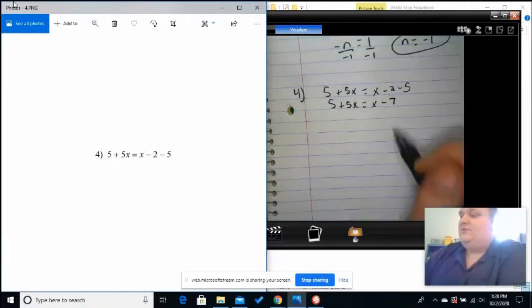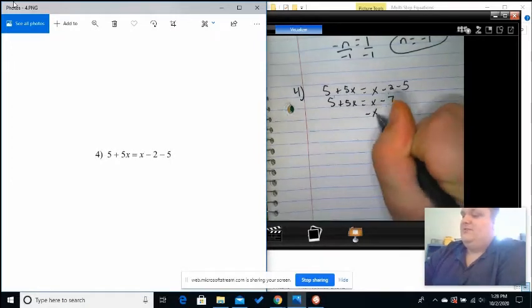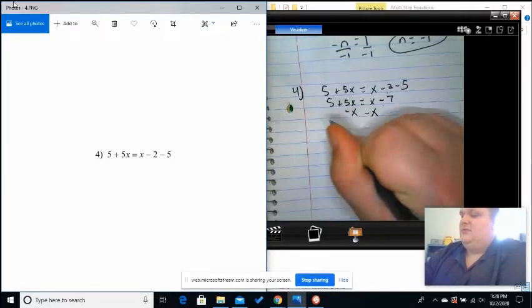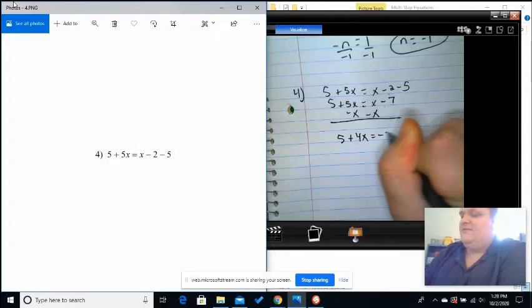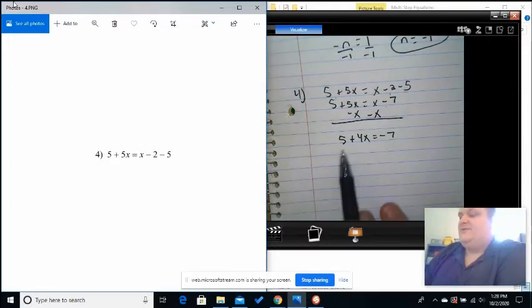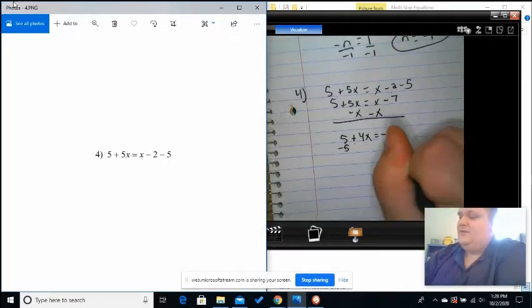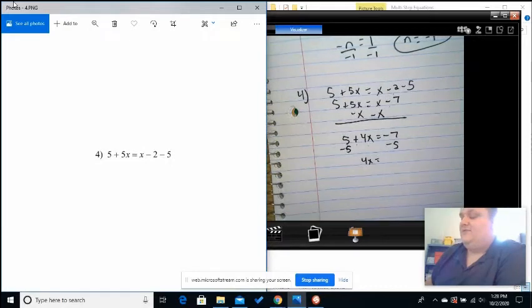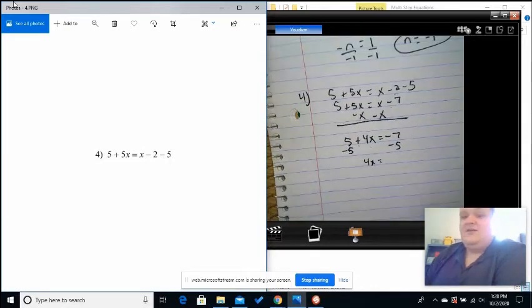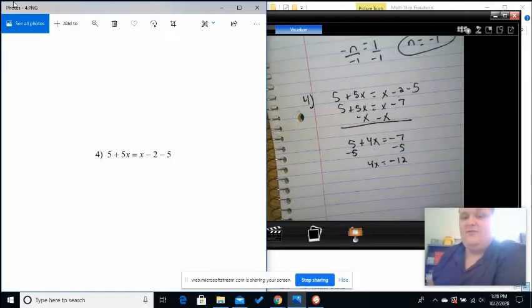So what I want to do is I want to get my x's on one side, my numbers on the other. So I'm going to subtract x on both sides. That's going to give you 5 + 4x = -7. Okay, so we have a positive 5 + 4x = -7. Take away 5 on both sides. You're going to get 4x = -7 - 5. So negative 7, negative 8, negative 9, negative 10, negative 11, negative 12. So 4x = -12.